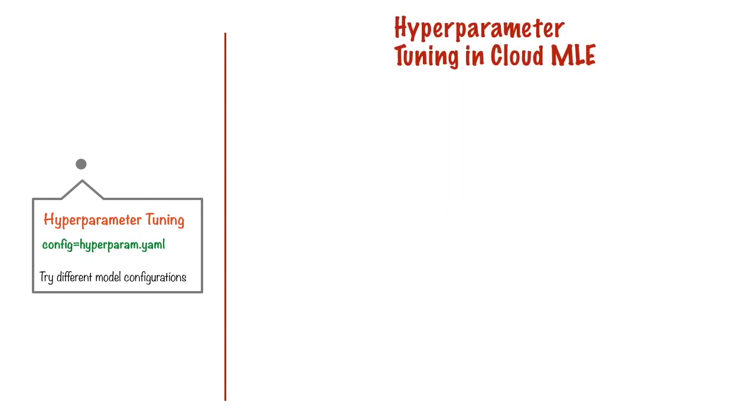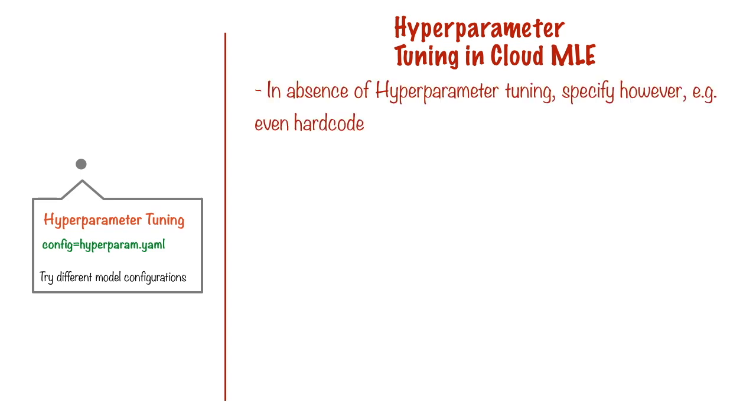The great benefit that we get by using a config YAML file along with Cloud MLE is that the Cloud ML engine does a smart job of picking specific values of the different hyperparameters. Let's say we were not performing hyperparameter tuning using the ML engine, it's quite likely that we would have hard coded the values of at least some of these configuration properties.